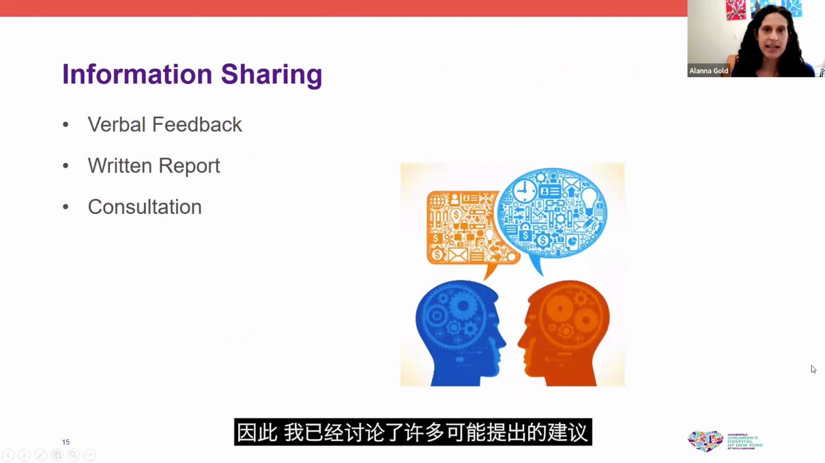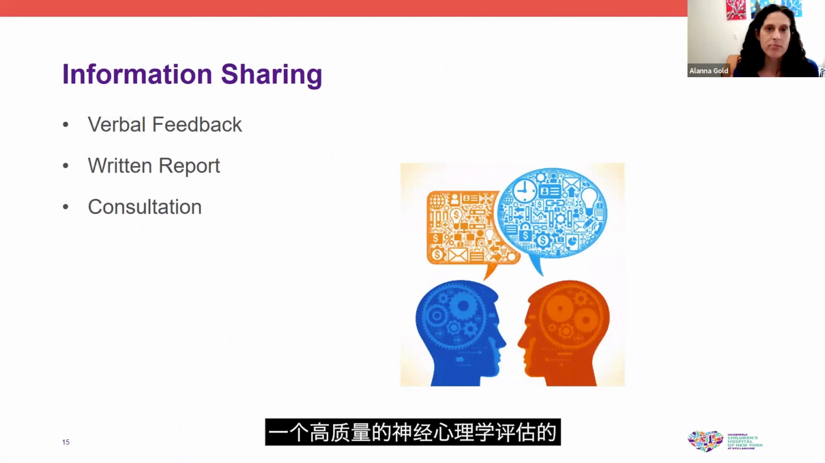So I've discussed many of the recommendations that might be made. And another important part of a quality neuropsychological evaluation is sharing this information, which will include verbal feedback with the family, the ability to really break down findings and answer questions, a comprehensive written report, and consultation with the school and other providers.